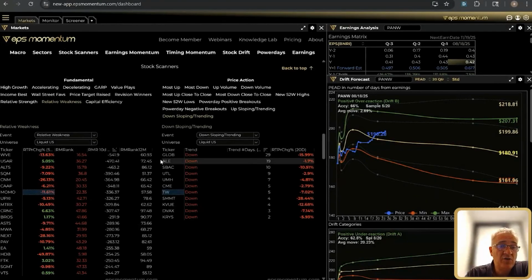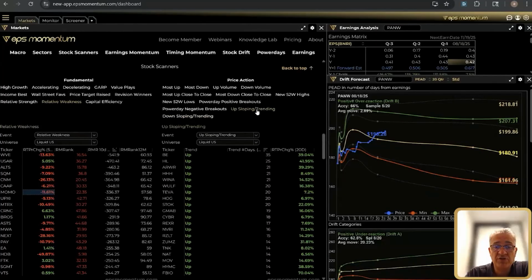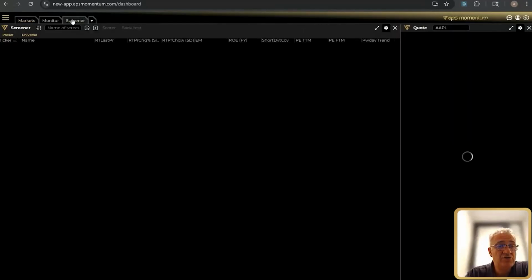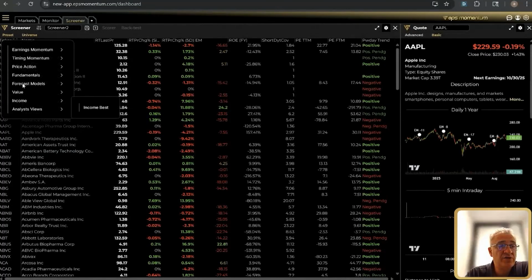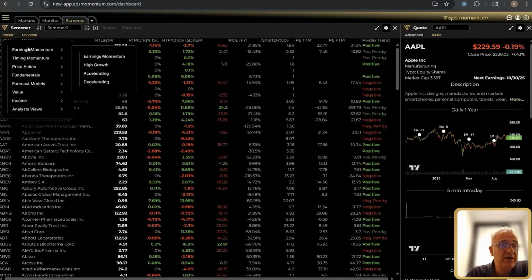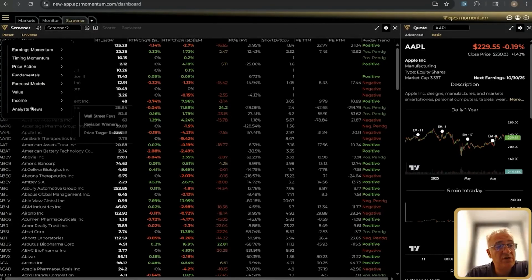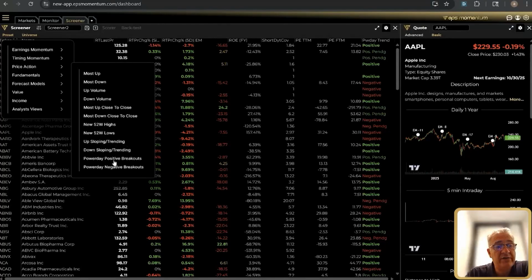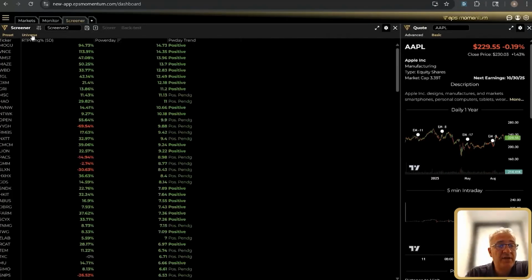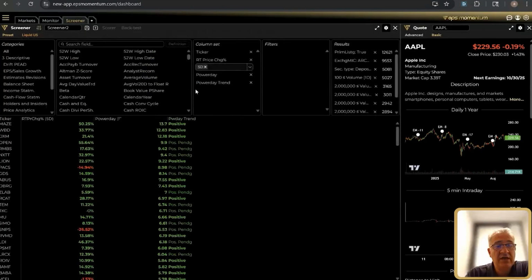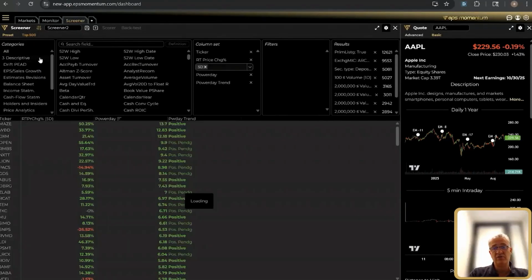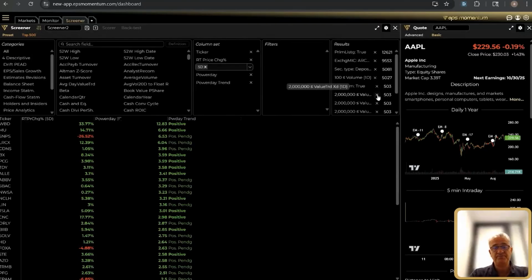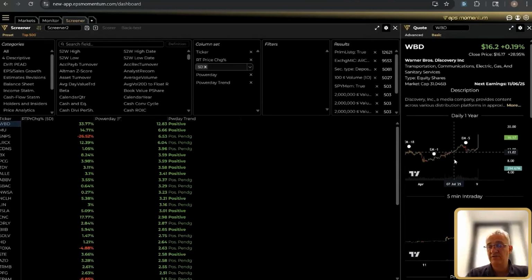Now, how can I go beyond those stock scanners? Say upward sloping trend, I want to add to this. You go into the screener and the scanners are here. They're regrouped into categories. So if I want to focus on price action and positive breakout, and then the universe, liquid US, I can carry on filtering on whatever I want. So say instead of liquid US, I want top 500 names. So WBD here, positive. Obviously, this is showing up very nicely.